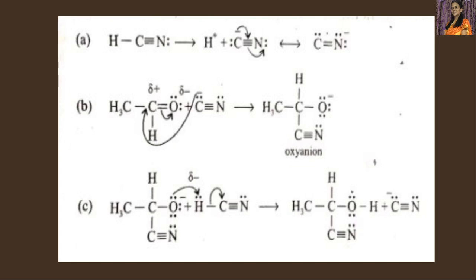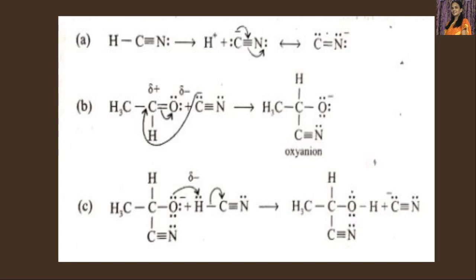the pi bond. So the carbon atom of a carbonyl compound is positively charged, and that of oxygen is negatively charged. See, partial negative charge on oxygen, partial positive charge on carbon due to polarization of the bond, because oxygen is more electronegative when compared to carbon. So carbon has partial positive charge, oxygen has partial negative charge.